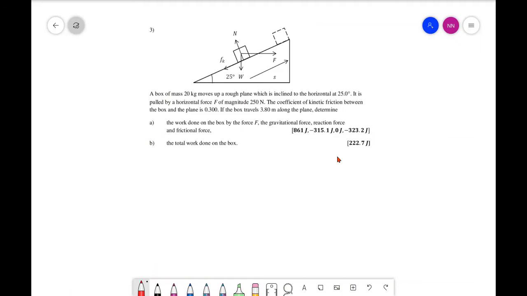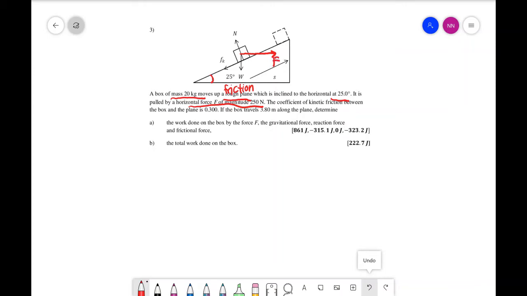Number 3. A box of mass 20 kg moves up a rough plane. That means there is a frictional force. The plane is inclined to the horizontal at 25 degree, so this is the angle of 25 degree. It is pulled by a horizontal force F of magnitude 250 Newton.